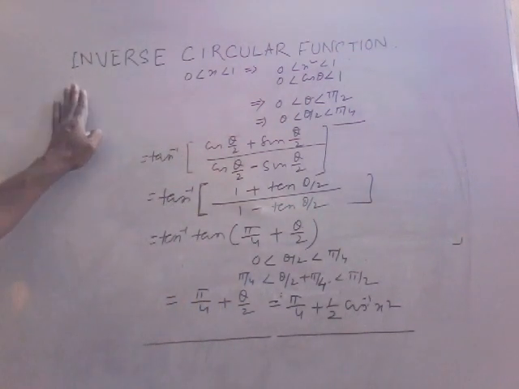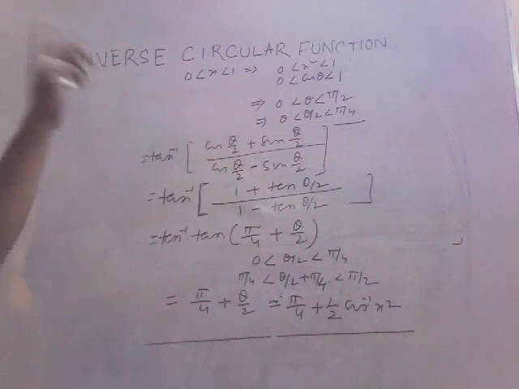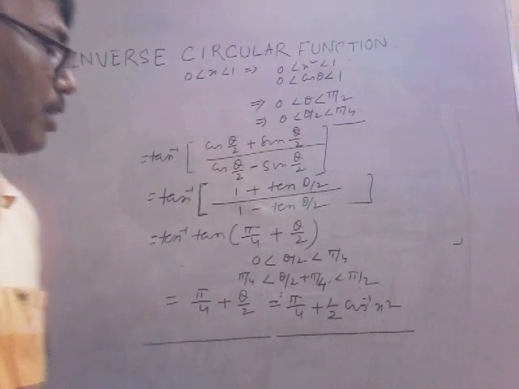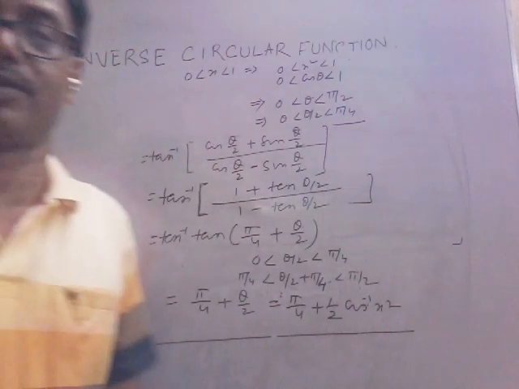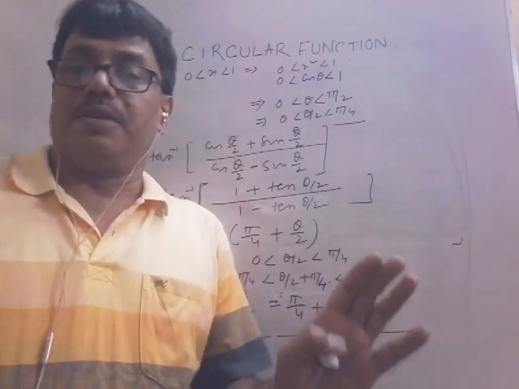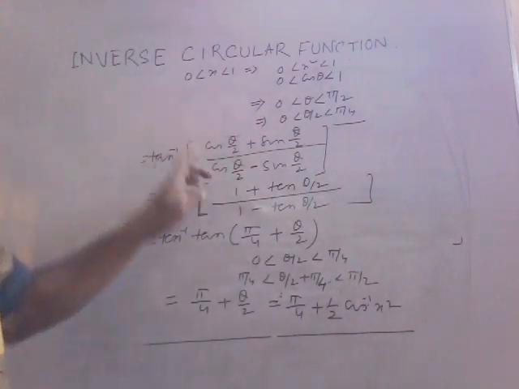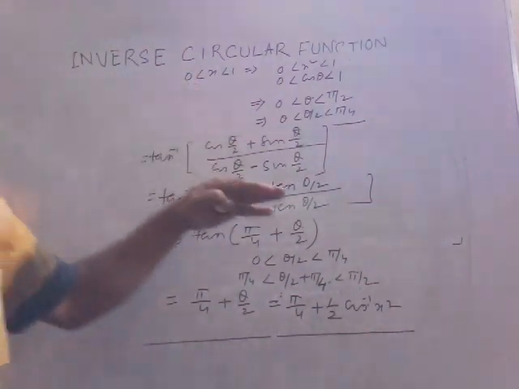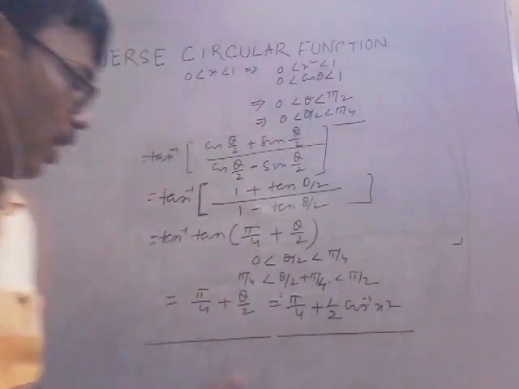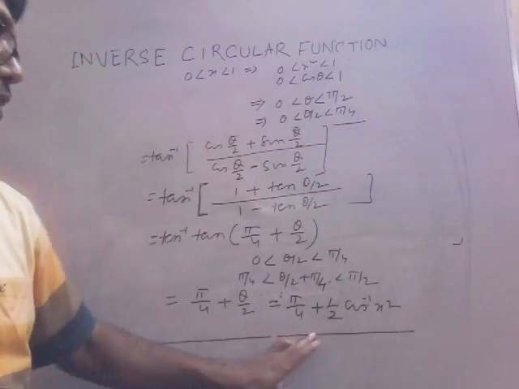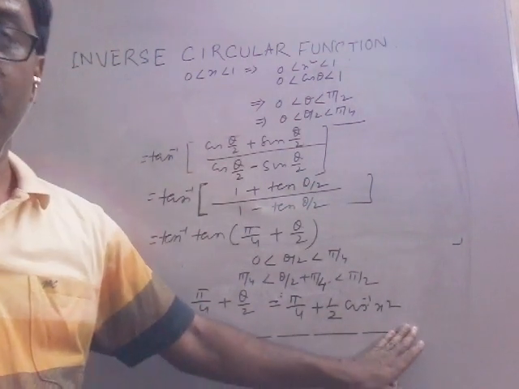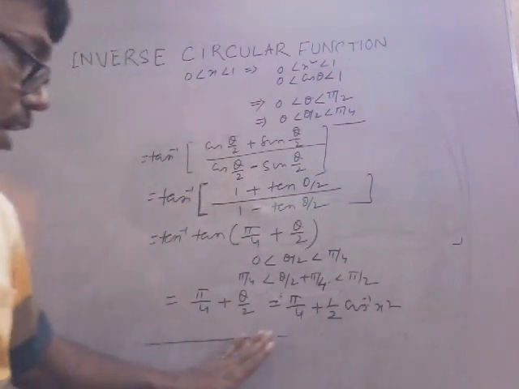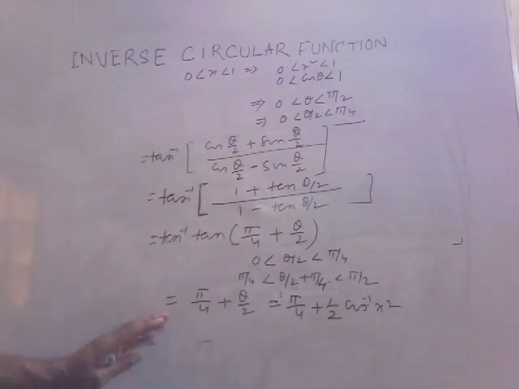So look, you learn later, suppose y is given, find dy by dx. Then you know the derivative of tan inverse x is 1 by 1 plus x square. Here the argument is given in complicated form. If you take differentiation, it will take time. That is why you have to simplify it in this form, then perform the derivative. That is the importance of inverse circular functions.